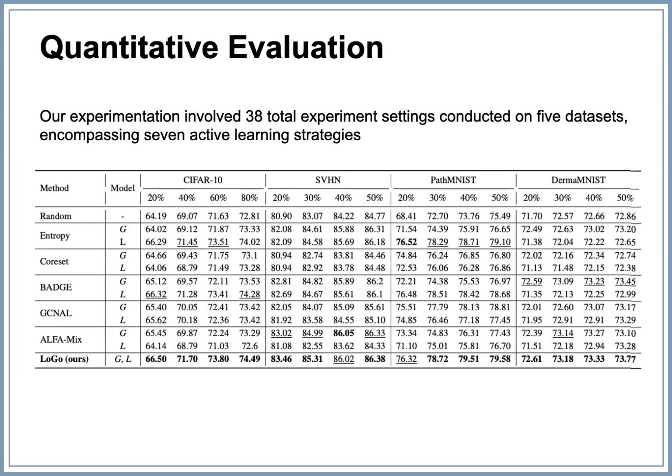To verify the effectiveness of our proposed LOGO approach, we conducted experiments using 38 different configurations with 5 datasets, comparing the performance of 7 active learning strategies, including LOGO. The table below presents a quantitative performance comparison based on the query ratio. Upon examining the highlighted red box, it becomes apparent that the choice of query selector model significantly impacts the performance of the same active learning strategy.